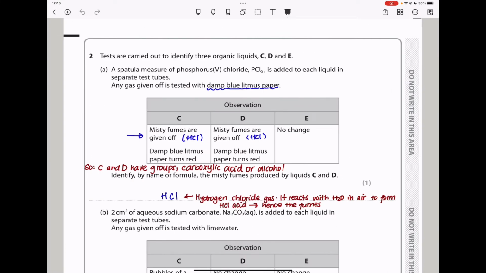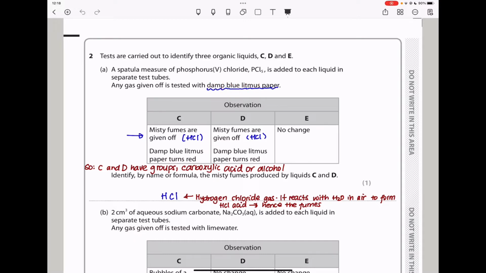Question 2, tests are carried out to identify 3 organic liquids. There is C, D, and E. A spatula measure of phosphorus pentachloride, PCl5, is added to each liquid in separate test tubes. The gas given off is tested with damp blue litmus paper. If you're testing a gas with damp blue litmus paper, then you want to know if it's an acidic gas.